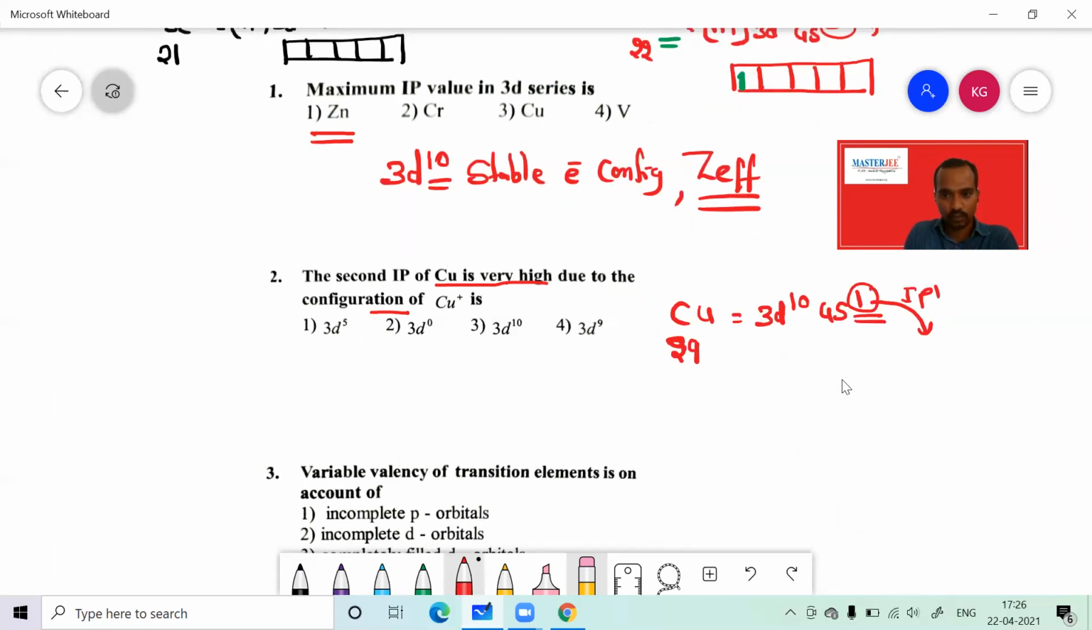After losing this one electron, it becomes Cu plus, whose electron configuration is argon 3d10 4s0. From here onwards, if you want to remove another electron, a huge amount of ionization energy has to be used. That is ionization potential 2, because of the stable 3d10 configuration.